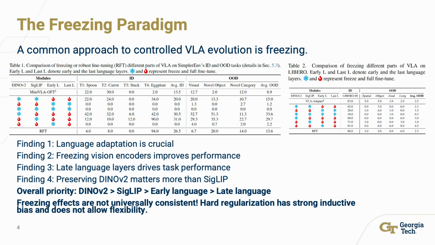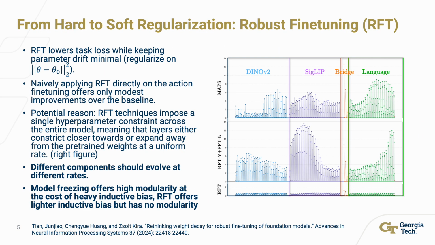However, freezing is not universally reliable. The same configuration does not consistently transfer across models or benchmarks. Thus, manually selected and hard constraint heuristics like freezing is suboptimal. To reduce this inductive bias, we turn to soft regularization via robust fine-tuning, or RFT, which minimizes task loss while limiting parameter drift. However, naive RFT yields only modest gains over vanilla fine-tuning.